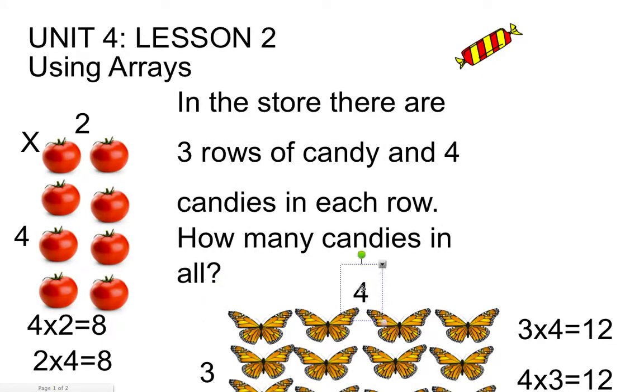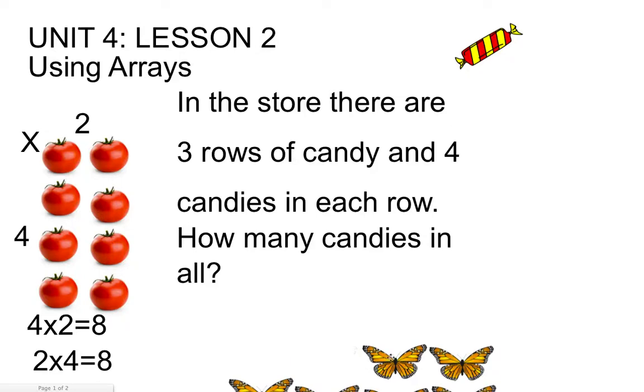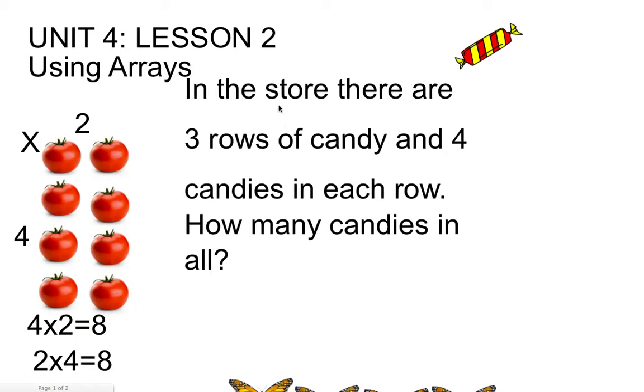Let's take a look at this question here. In the store there are 3 rows of candy, and there are 4 candies in each row. How many candies are there altogether? So what we're going to do is make an array to figure this out. I have my candy here. In this store there's 3 rows, so I'm going to make 3 rows here.